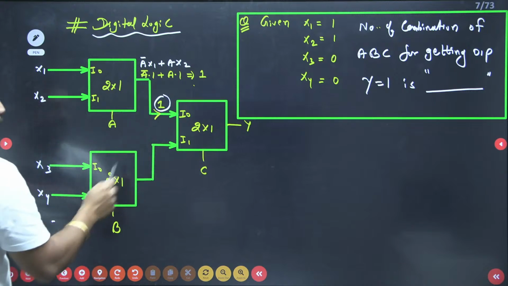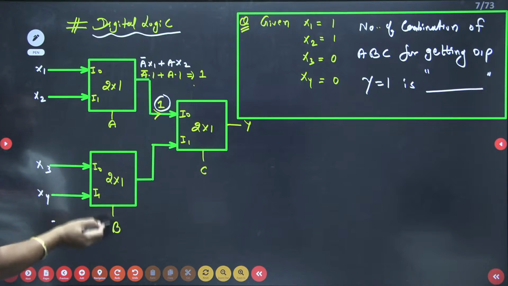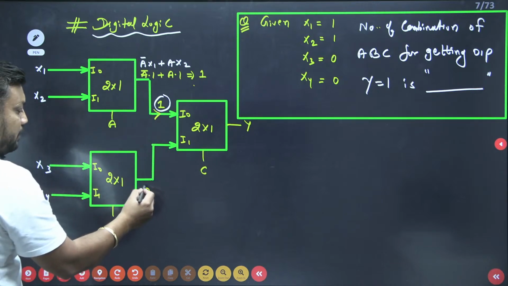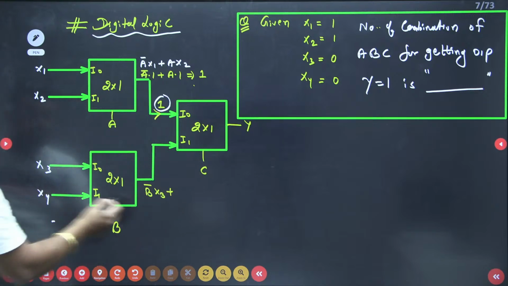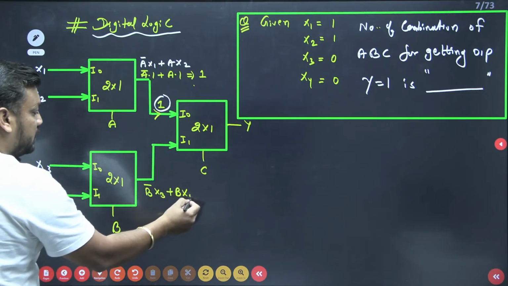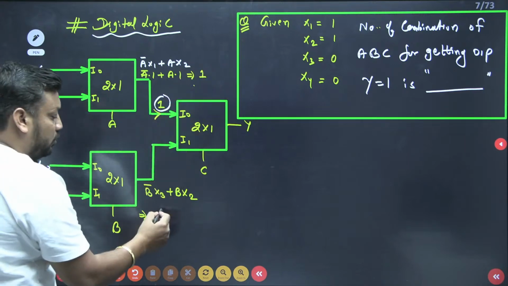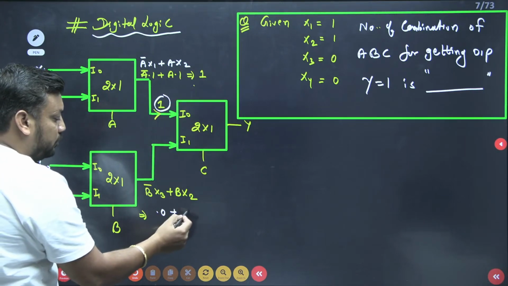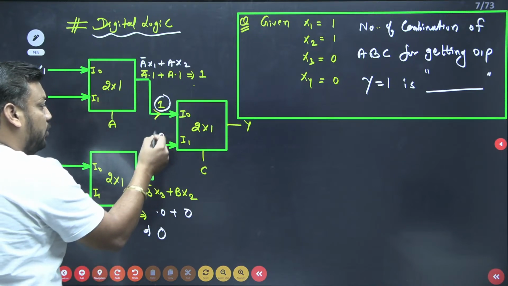Similarly, student, if I write the equation for the other input terminal, the input will work as B bar into x3 plus B into x4. When you put the x3, x4 values, because they are 0, 0, something into 0 is always 0. So the final value will be 0. So directly at this point you have 0.